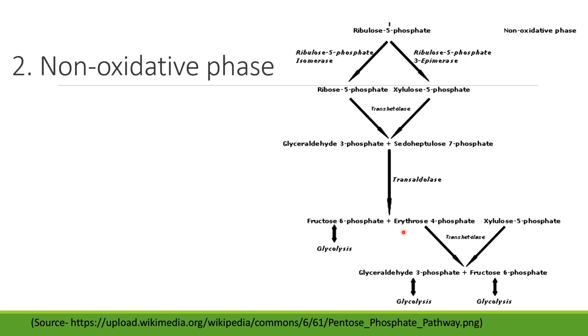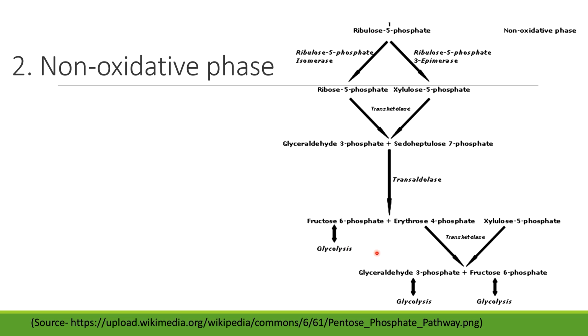A second transketolase reaction follows this where another xylulose 5-phosphate reacts with the erythrose 4-phosphate to produce an additional molecule of glyceraldehyde 3-phosphate and fructose 6-phosphate. So erythrose 4-phosphate combines with xylulose 5-phosphate to produce glyceraldehyde 3-phosphate and fructose 6-phosphate. So these are the final products. So what are the final products? Fructose 6-phosphate and glyceraldehyde 3-phosphate.